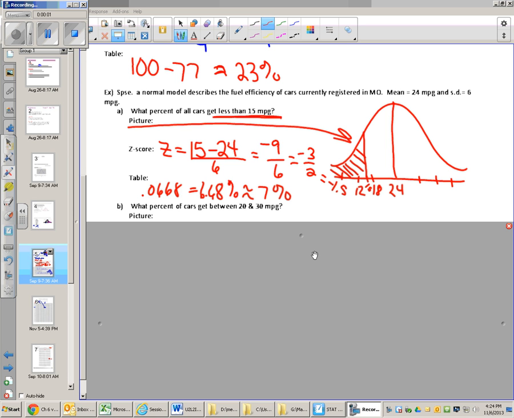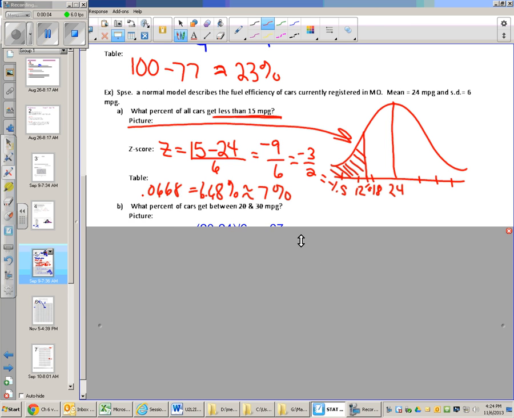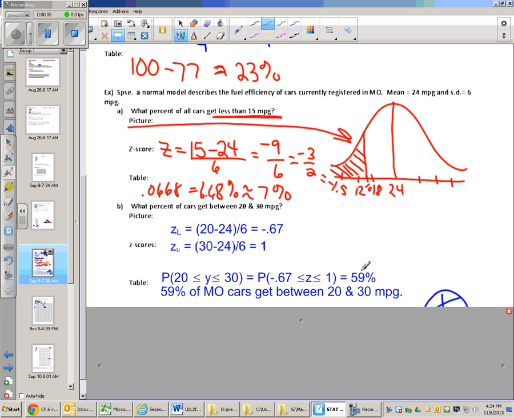All right, so let's check your answer. What percent of the cars get between 20 and 30 miles per gallon? Did you get 59%? If not, let's talk through this and see how this problem is done.